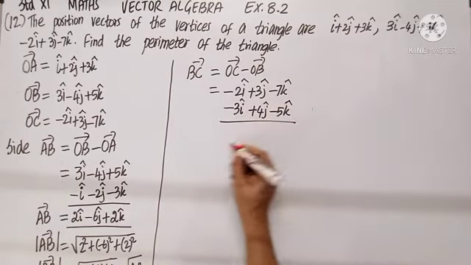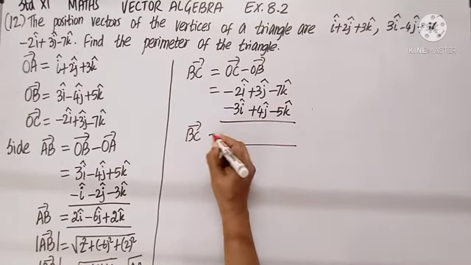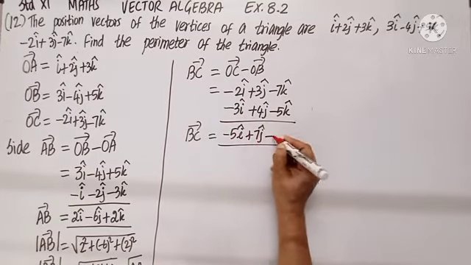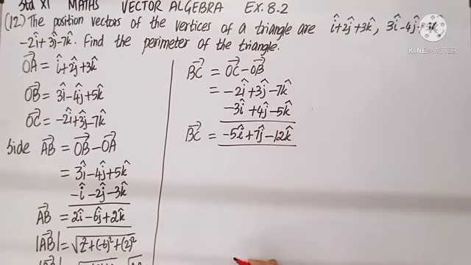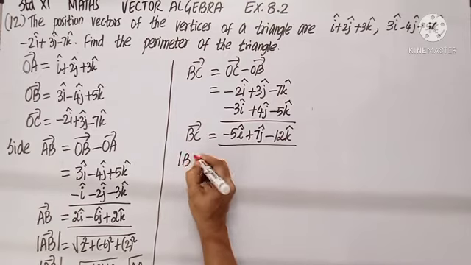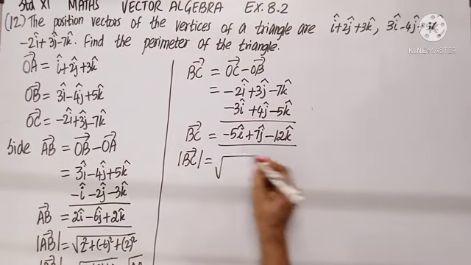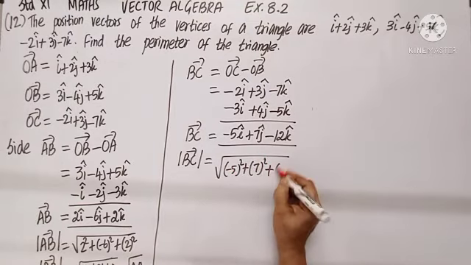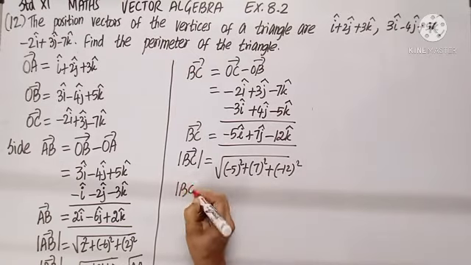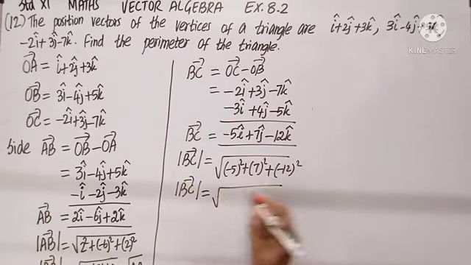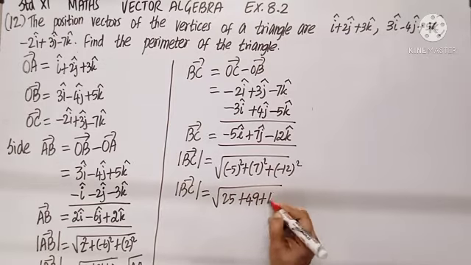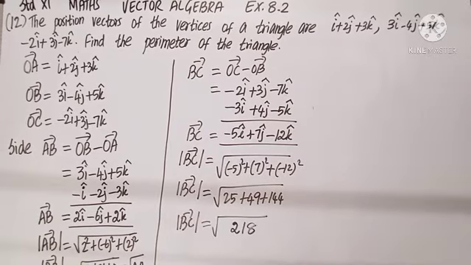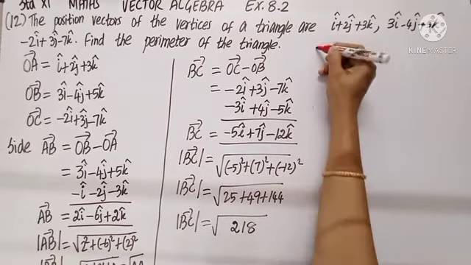Now as I simplify this answer, BC vector is minus 5i plus 7j minus 12k. Once I know BC, what is modulus of BC? Root of squares. It is minus 5 square, 7 square plus minus 12 square, or BC modulus is 25 plus 49 plus 144. As I add it all, we get square root of 218.